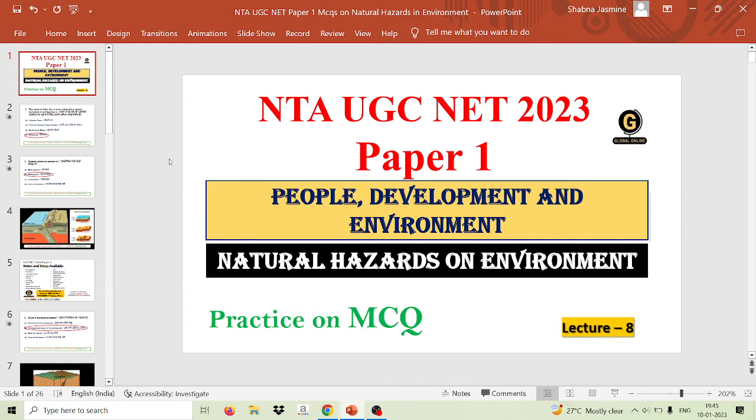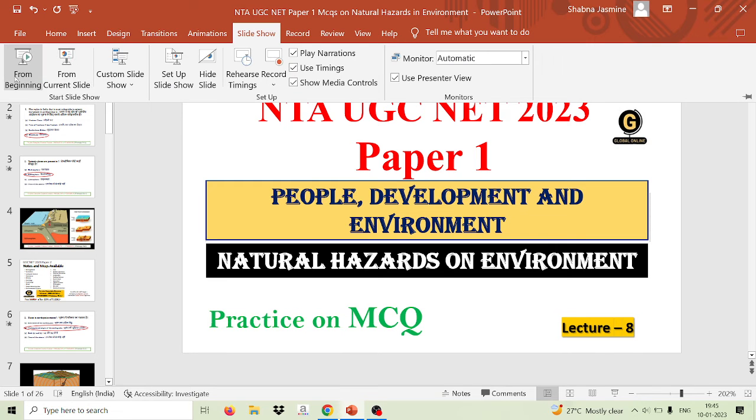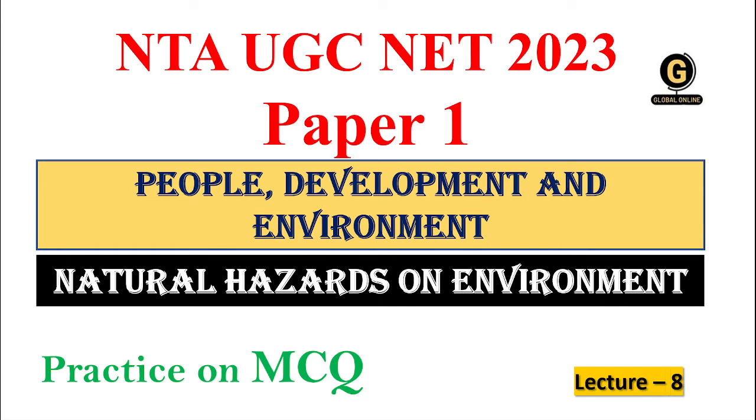Today we are discussing NTA UGC Net 2023 Paper 1. In this class we discuss natural hazards on environment from the people, development and environment topic. This topic will really help you to gain more information related with hazards and also the institutions related with them, and this includes some important tricks related with hazards. So it will really help you to memorize the concept clearly.